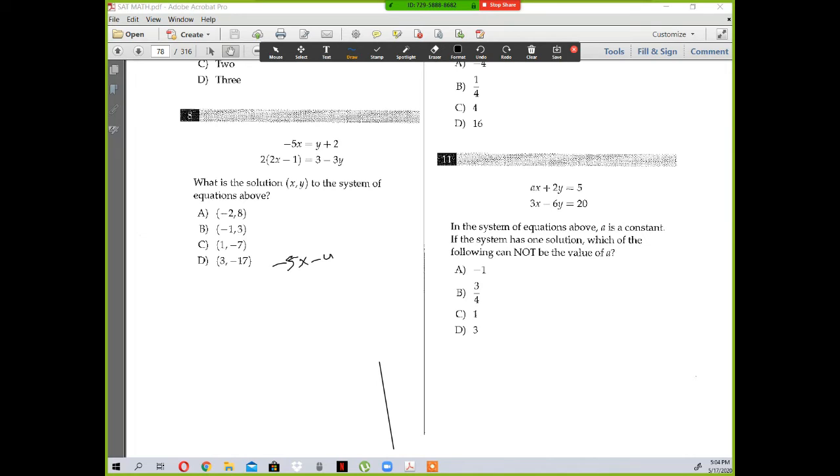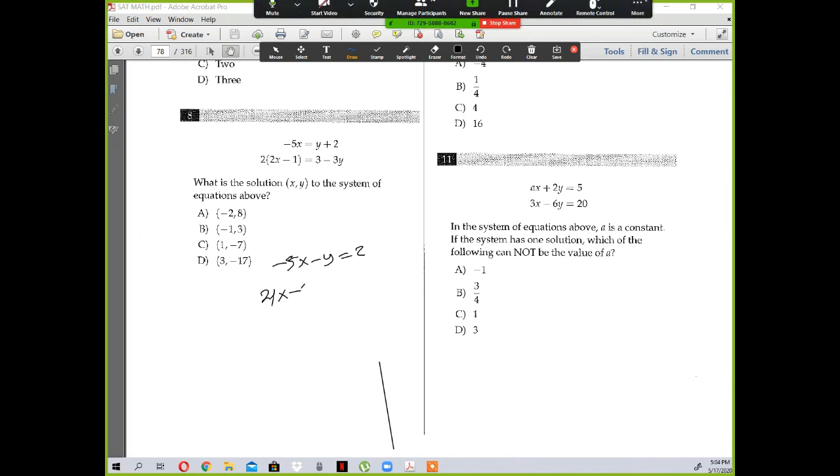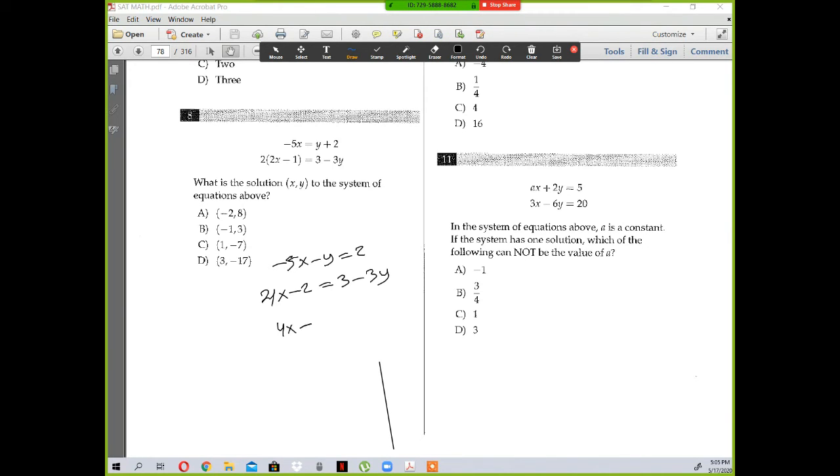Minus 5x minus y is equals to 2. And then I have 4x minus 2 equals 3 minus 3y. And then when I move all the variables to one side, it will be 4x plus 3y equals to 5. And in here I have 5x minus y is equals to 2. So now here I can cancel this. When I multiply with 3, I have to have minus 3y in order to cancel with 3y. So it'll be minus 15x minus 3y equals to 6.